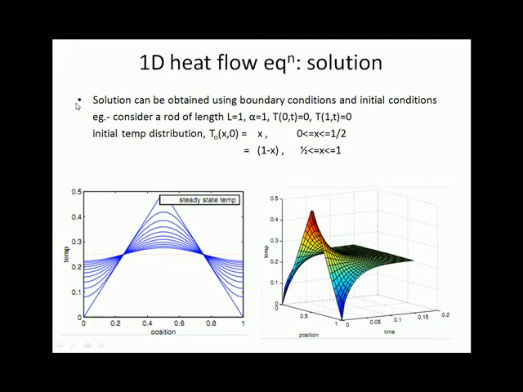The 3D heat flow equation is a bit complex to solve, but the 1D heat flow equation can be solved easily using MATLAB. The solution can be obtained using two boundary conditions and one initial condition. For example, if we consider a rod of length L equal to 1, alpha equal to 1, and the given conditions, then we obtain a solution which is plotted here. This graph shows the temperature variation with respect to position and time. And if we take a particular time, then the graph is shown here.